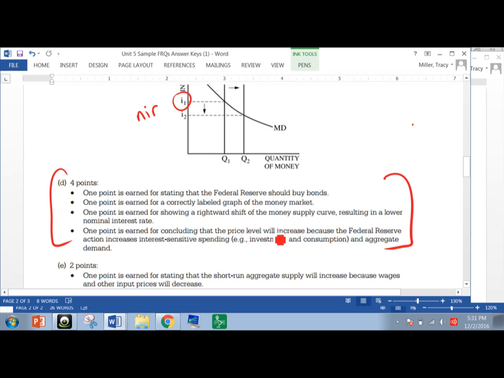1 point is earned, that price level will increase, and it's because interest sensitive spending, which means investment and consumption, C and IG, is going to increase. And that's a part of aggregate demand, and that's going to shift to the right, and that would increase price level. We didn't have to graph that, but you might want to graph it somewhere on your scrap paper to determine the answer.